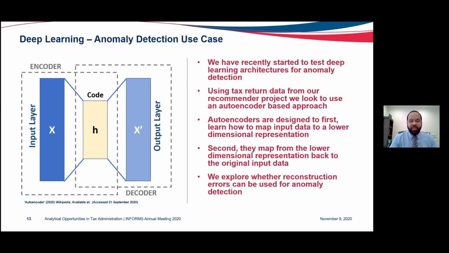Our hypothesis going in is that the reconstruction error is going to be small if it's a more normal tax return data sample, and it's going to be larger if it's anomalous. So we can actually use the reconstruction error as a way to score potential anomalies. And we can use those scores to flag potentially anomalous tax returns, just as we did in the recommender use case that I mentioned previously.